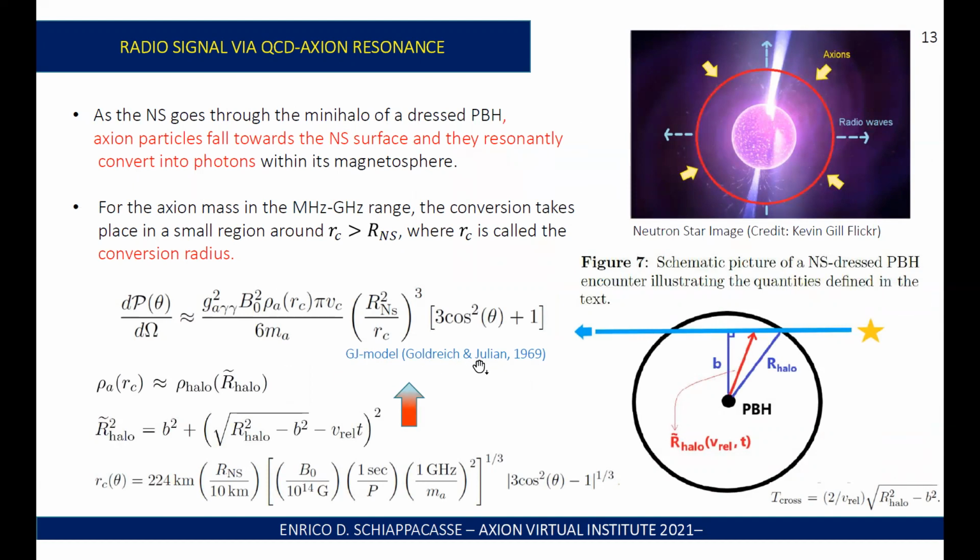Using the Goldreich-Julian model, this is the power radiated per unit of solid angle, which is proportional to the velocity of the axion at the conversion radius and the energy density of the axion at the conversion radius. You see that this power radiated has a dependence on the polar angle, or the angle of observation in the neutron star frame, through this function, and also through the conversion radius, because the conversion radius depends on the polar angle.